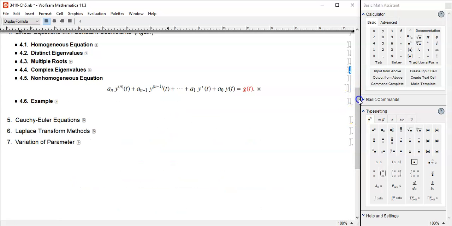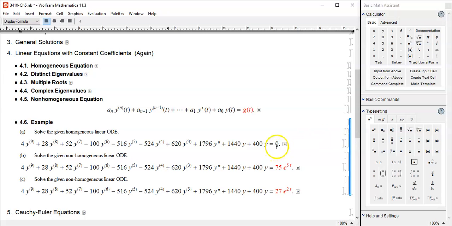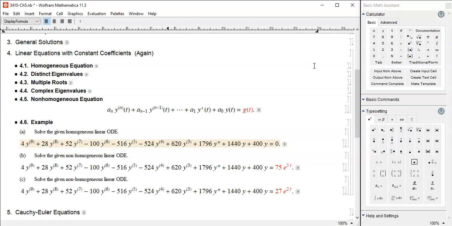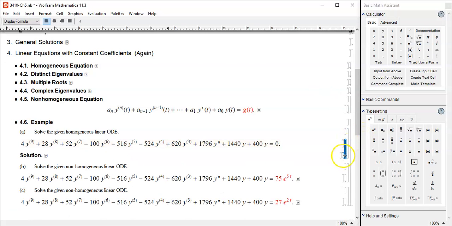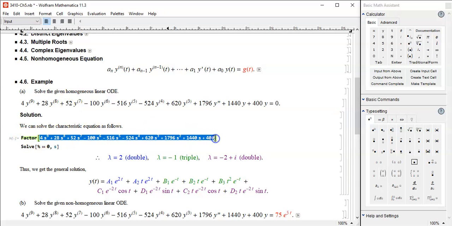Let's go through an example. Let's solve this homogeneous equation. Holy cow, how do we handle that? Well, don't panic, I'm going to use technology. So the characteristic polynomial is just 9th power, 8th power, 7th power, and so on. So here's a characteristic polynomial.